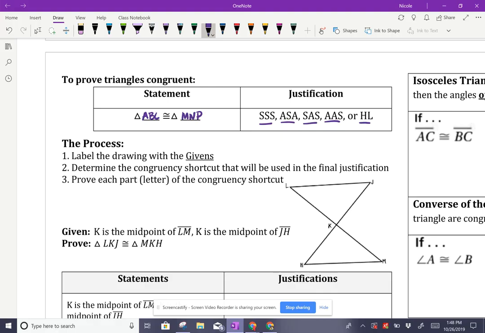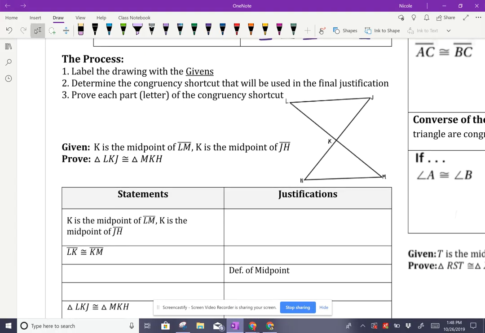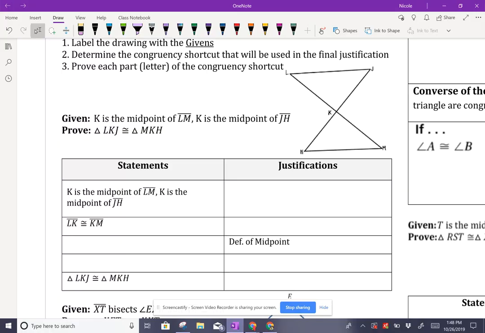So we're going to go through just like a regular proof. We're going to identify information, things that are congruent, things that we know, maybe right angles. And then our final statement should be that the two triangles are congruent. So let's look at our first example, a nice little fill in the blank to start us off.